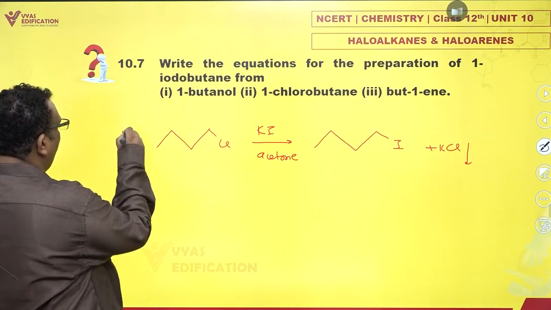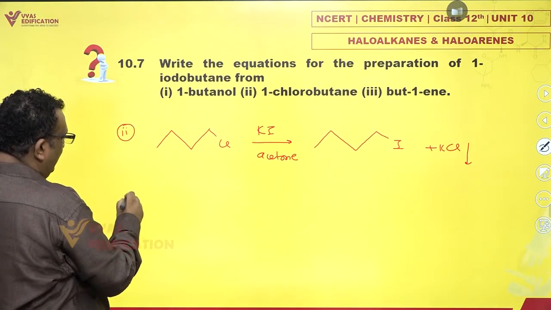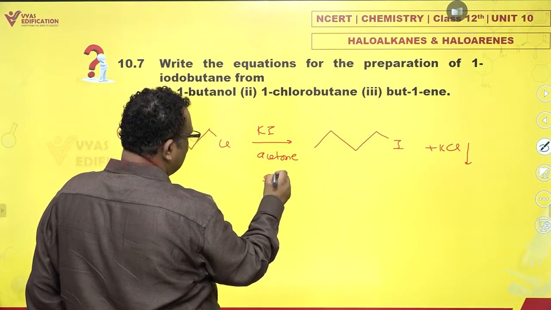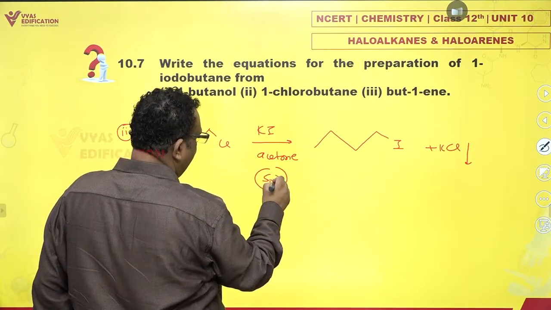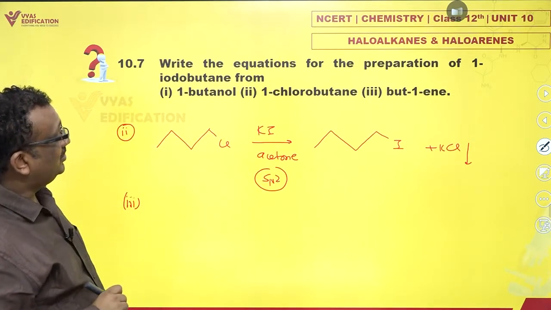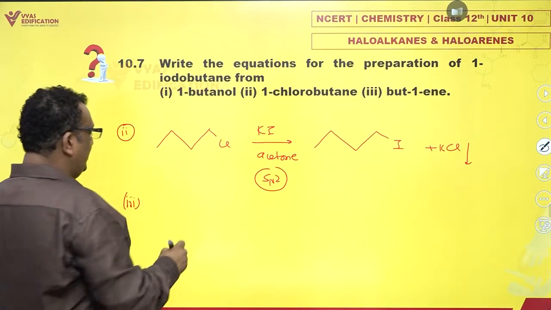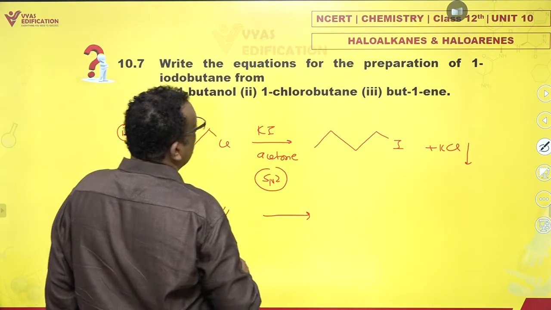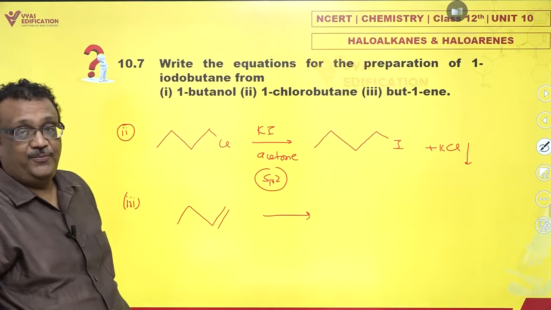The second is very easy. Is there a mechanism involved? It is not asked, but it is classic SN2 in case anybody is interested. And the third one is but-1-ene. I have 1-butene, and I am supposed to get 1-iodobutane.